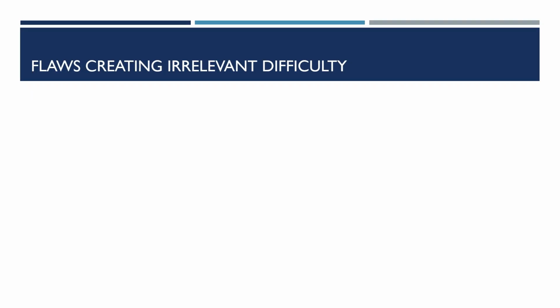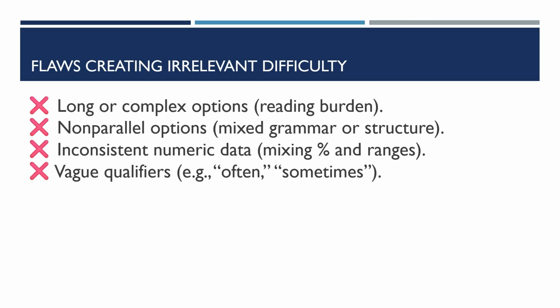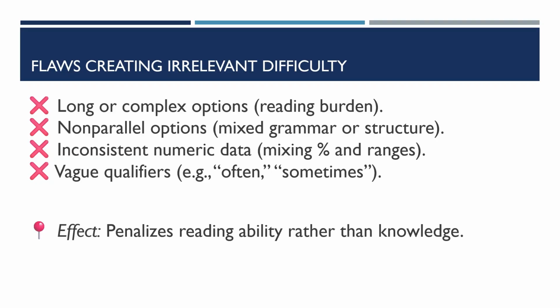Flaws that increase difficulty for the wrong reasons include long, complex options that burden reading, non-parallel options where grammar structure is inconsistent, inconsistent numerical data where, as an example, mixing of percentages and frequencies, and vague qualifiers that obscure meaning. These flaws do not test knowledge, they test reading stamina, which reduces assessment validity.